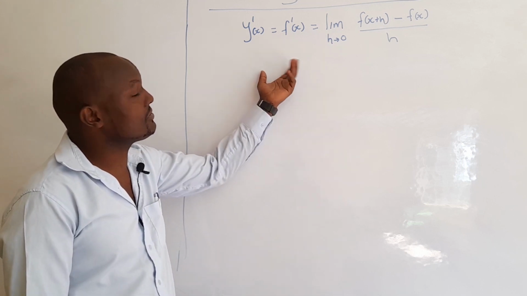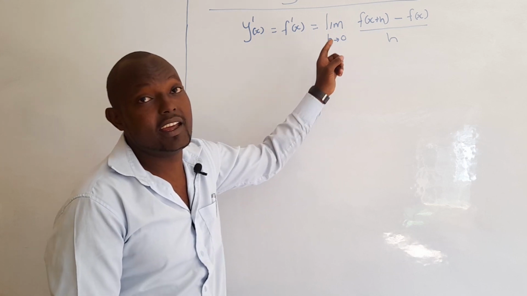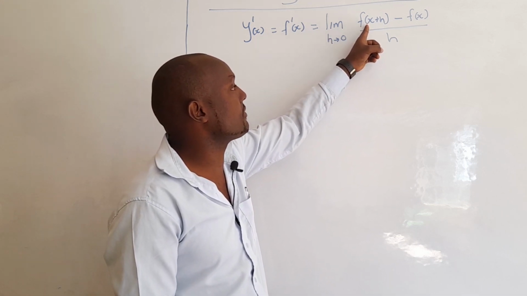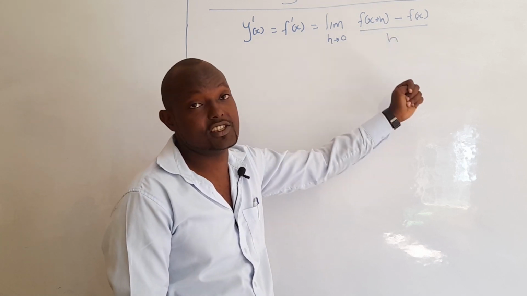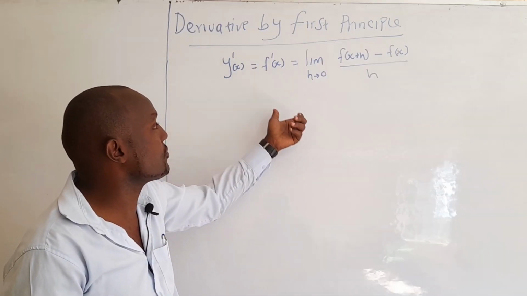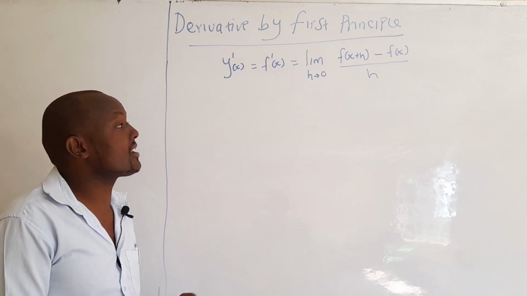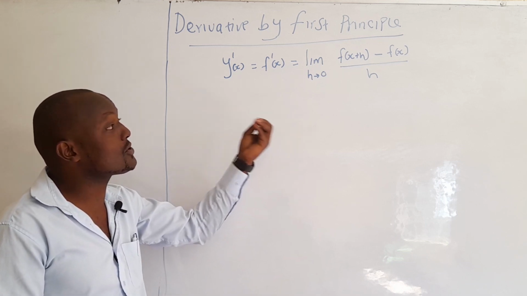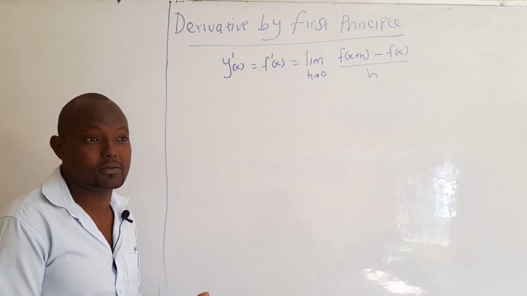We use this equation where the first derivative is the limit as h approaches 0 of f(x+h) minus f(x), over h. This is key. You must know which formula to use when solving using first principle. But you might know the formula, but how do we solve this one? That's why we are here to help you solve various examples using the first principle.